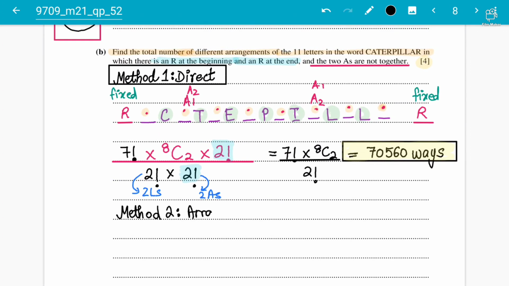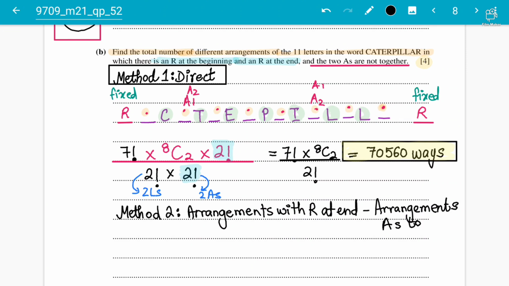This was the direct method, that you just go with the R at the beginning, R at the end, and whatever the requirement is, that the two A's are not together. That is called the direct method. The indirect method will be that you find out arrangements with R's at the end, whatever, this remains the constant, arrangements with R at the end, and you subtract the arrangements with R and the A's together, okay. So you find out the opposite way in this, okay. The A's will be together in this case, so that will be subtracted, okay.